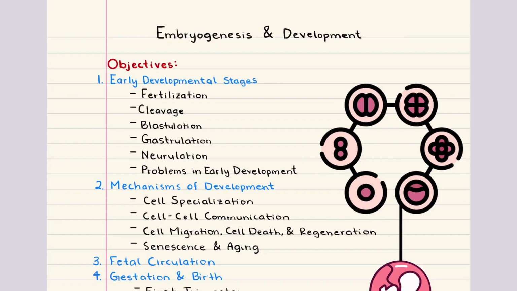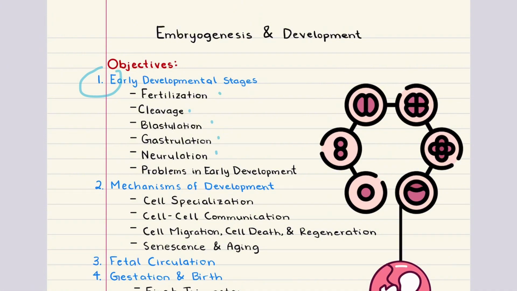Today we're going to cover Chapter 3 for our MCAT Biology playlist. This chapter is titled Embryogenesis and Development, and here we're going to cover the following objectives. First, we're going to start by looking at the early developmental stages. That means we're going to go step by step through fertilization, cleavage, blastulation, gastrulation, and neurulation. Each of these processes marks a major milestone in the formation of the embryo.